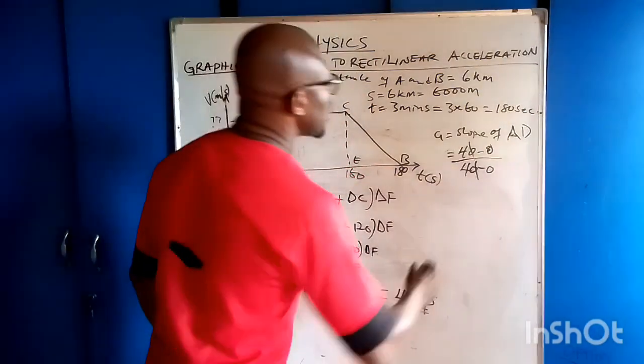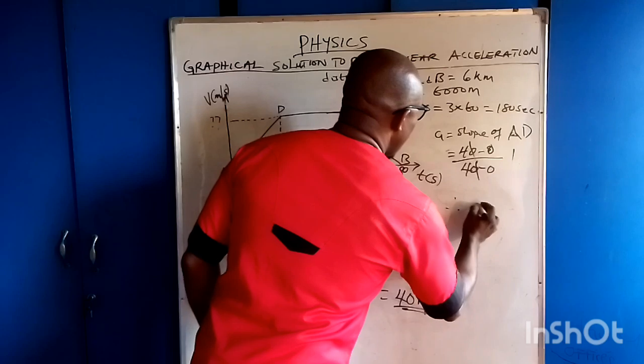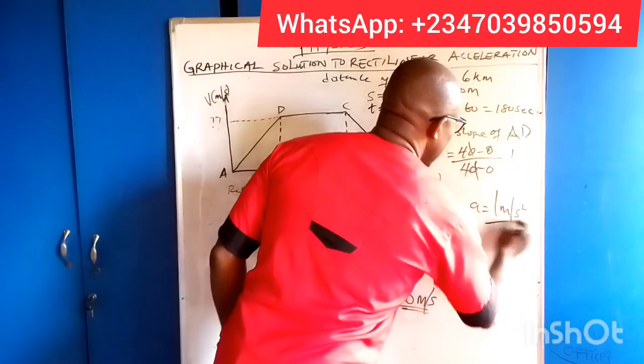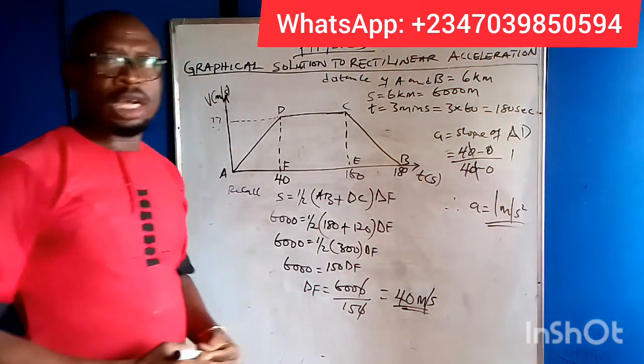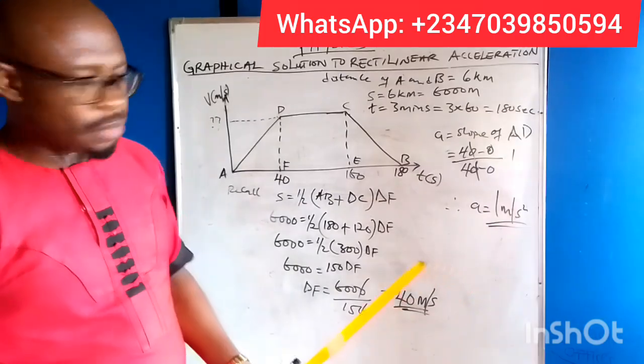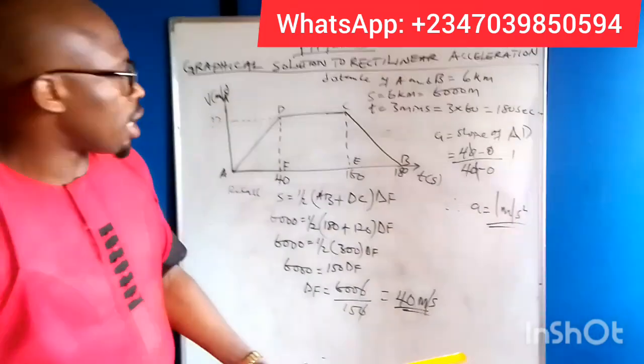If we cancel this, we have 1. Therefore, our acceleration is 1 meters per second squared. Okay, we move down to the second question. The last but not the least says the retardation.